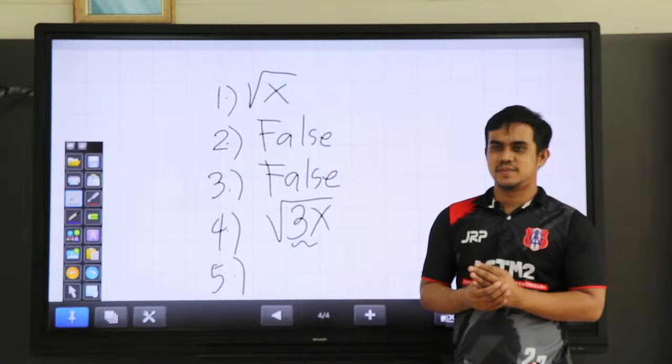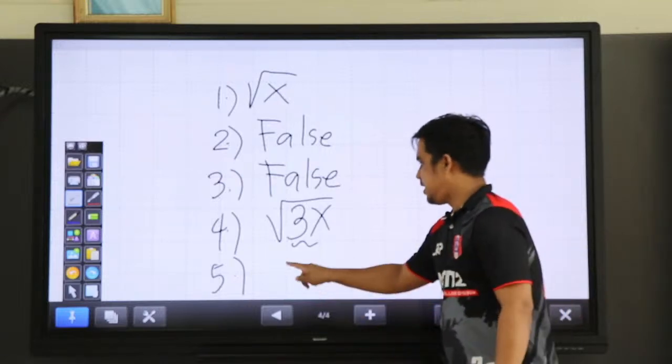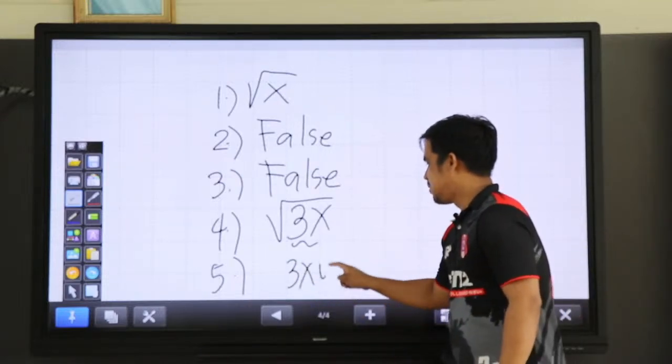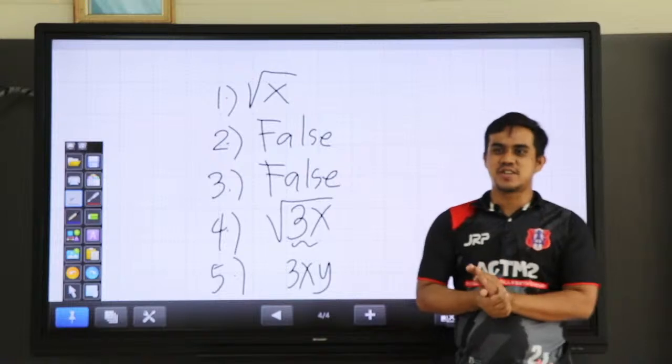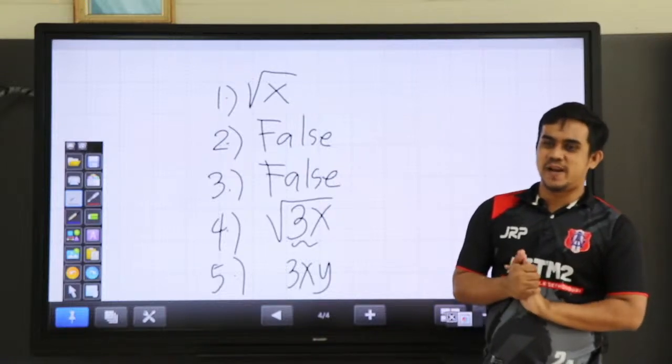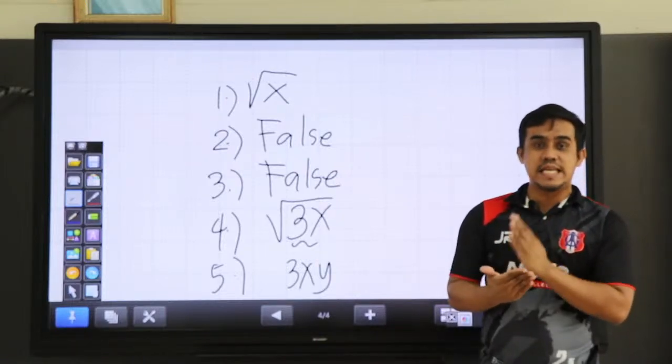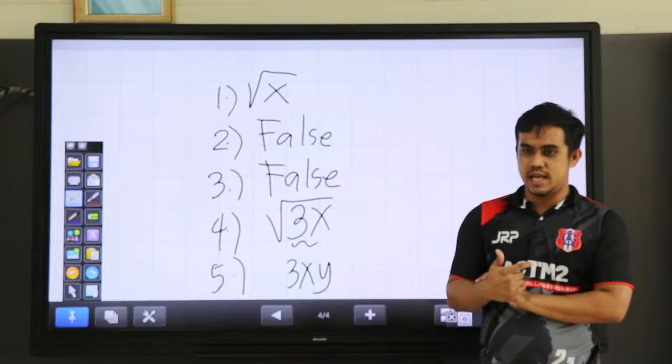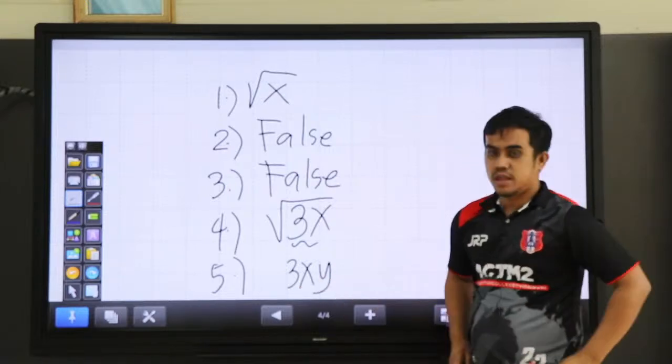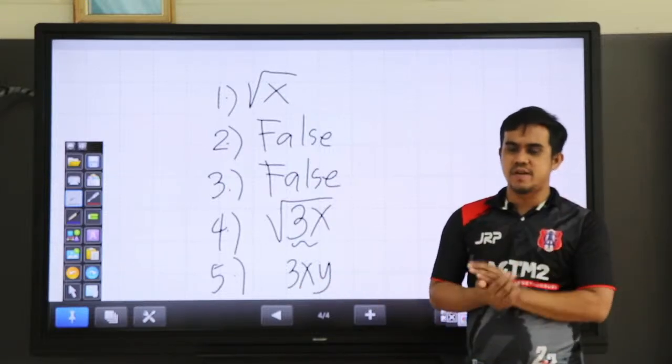Room 2, 3x. Okay, 3x, 3xy. The correct answer should be 3xy. Okay, I think Ram got the correct answer. Square root of 3xy times itself is 3xy, not 3x. It should be these 3. Okay, very good.